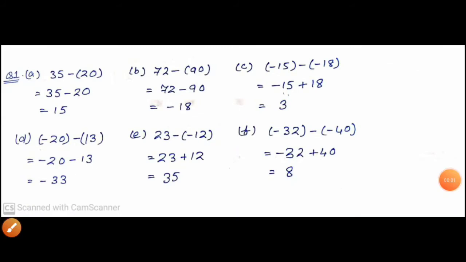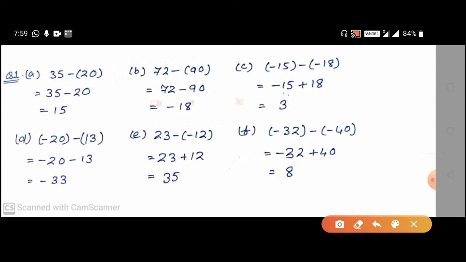Then question number 1 of exercise 6.3. Here it is given 35 minus within bracket 20. 20 is positive, so it will become 35 minus 20, so the answer will be 15. Next is given 72 minus within bracket 90. Since 90 is positive, plus into minus is minus, so 72 minus 90, the answer will be minus 18.